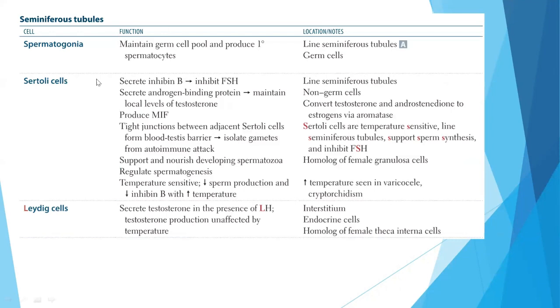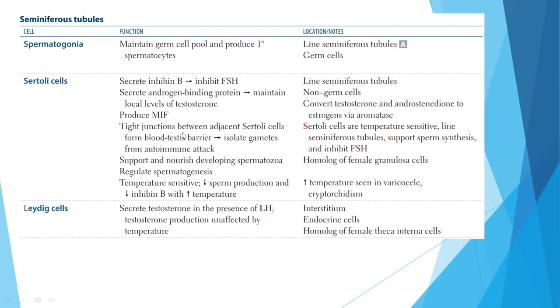So this is about the seminiferous tubule and the different types of cells present. Spermatogonia maintain the germ cell pool and produce primary spermatocytes. They line the seminiferous tubule and they are the germ cells. The Sertoli cells secrete inhibin B, which inhibits FSH. They secrete androgen binding protein, which maintains the local levels of testosterone. They produce Mullerian inhibiting hormone. The tight junctions between adjacent Sertoli cells form the blood-testis barrier, which isolates the gametes from autoimmune attack.